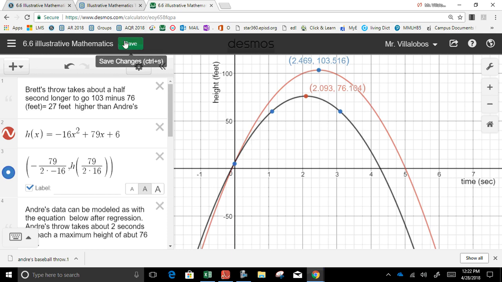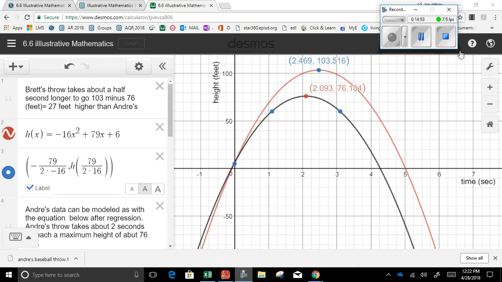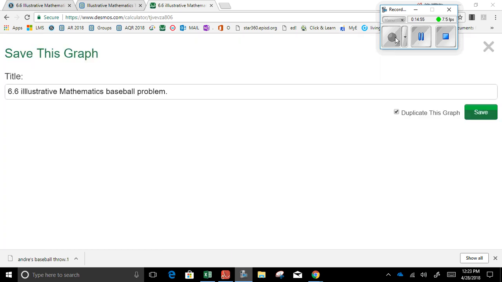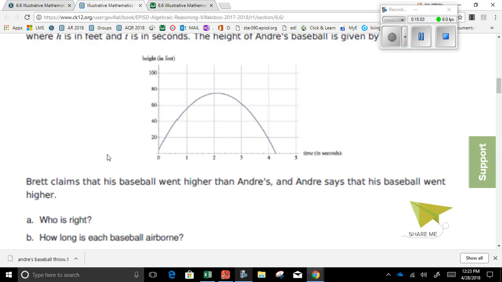Okay, saving it. So we just saved this one as the baseball problem to answer all the questions. Who's right? That's right.